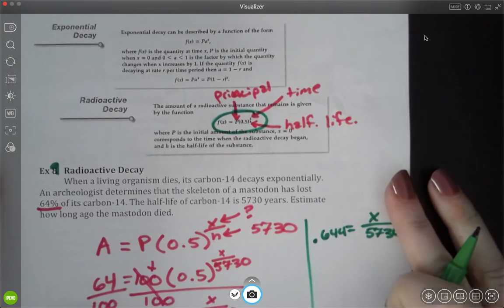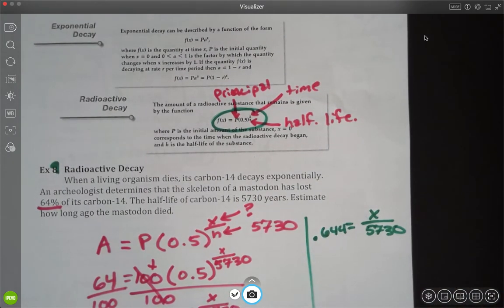Okay, just wait a second. Before we get the answer, just wait. Has my mastodon split in half yet? No, right? Because he's 64%. In order for him to split in half, he would have to be 50%. So he has not yet split in half. That means my number of years has to be less than 5730, correct? It's less than 5730.